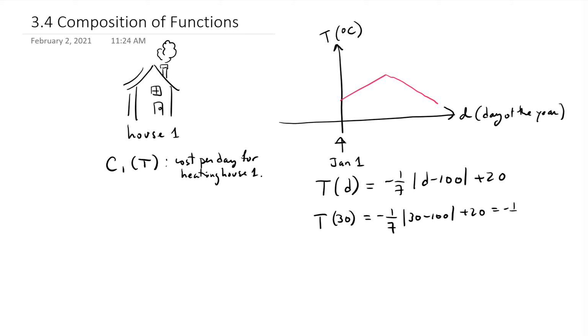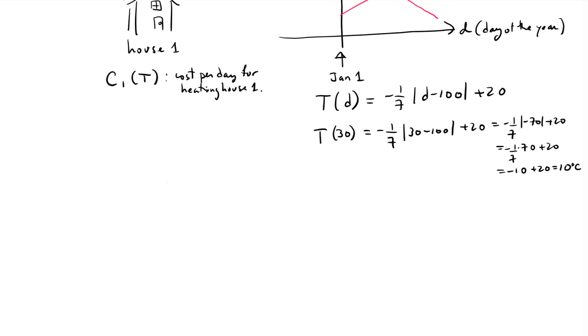You get minus 1 over 7, absolute value of minus 70, plus 20. So this is minus 1 over 7, the absolute value of minus 70 is 70, plus 20. And this ends up being minus 10 plus 20. So 10. So clearly we're not in Quebec. We'd be somewhere else. So 10 degrees Celsius would be the temperature outside at the end of January on average.